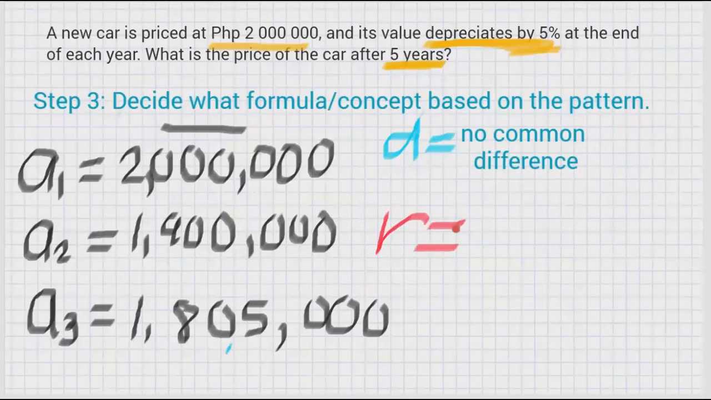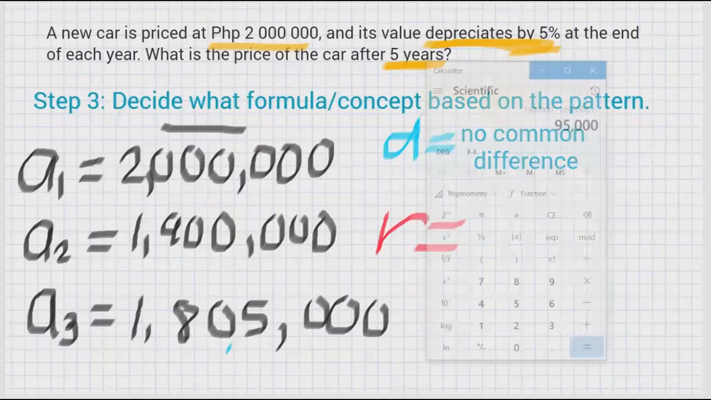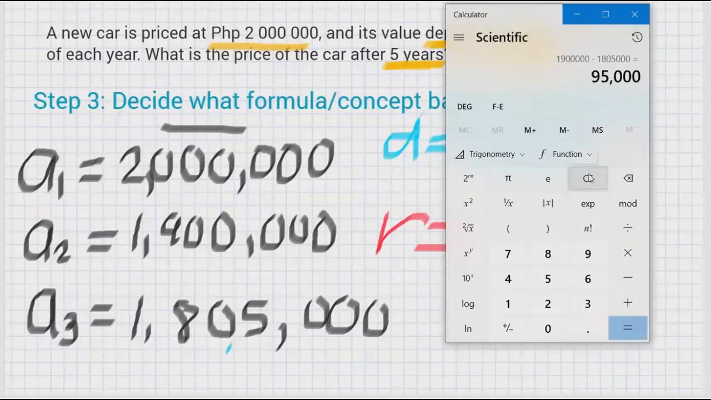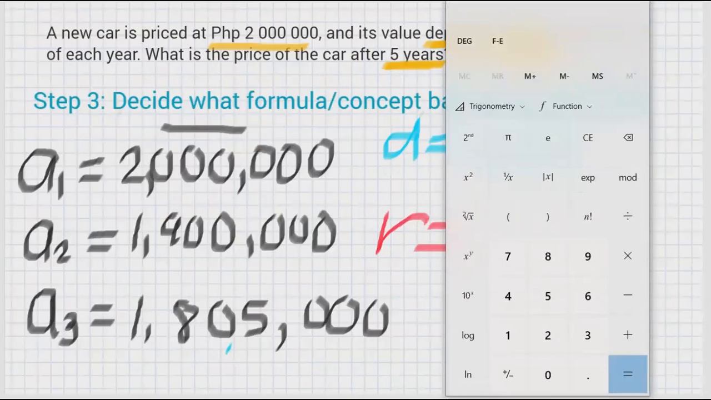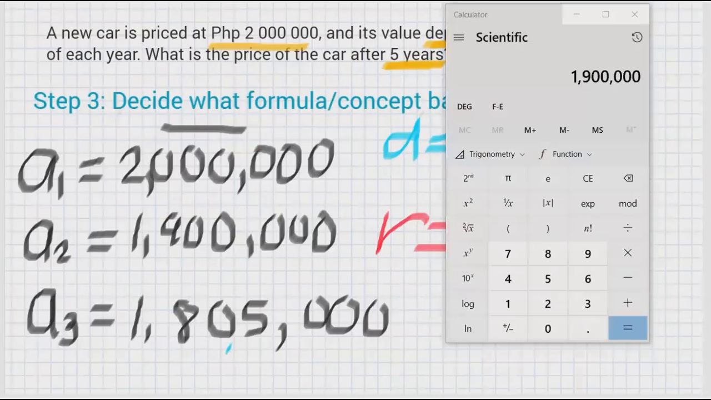So how do we get the common ratio? Let's be reminded from the previous video. We will divide the second term by the previous term, the first term. So 1.9 million divided by 2 million.